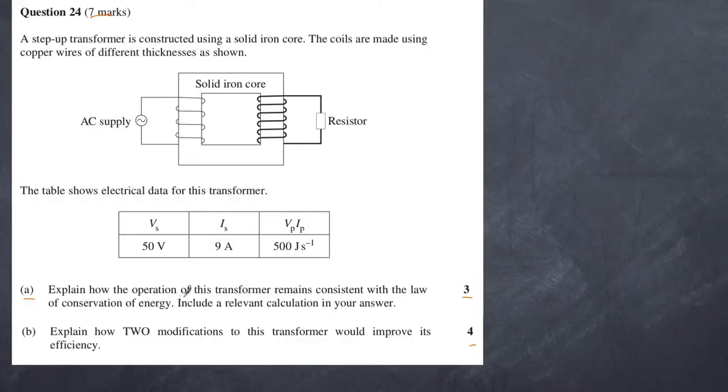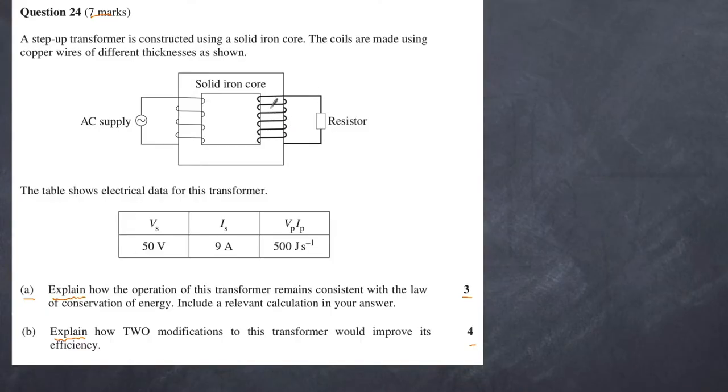A: Explain how the operation of this transformer remains consistent with the law of conservation of energy, and include a relevant calculation in your answer. And B: explain how 2 modifications to this transformer would improve its efficiency. Now, notice that both questions are explain questions. So to get full marks here, you need to do more than just identify modifications, or how this is consistent with the law of conservation of energy. You need to explain, that is, cause and effect.